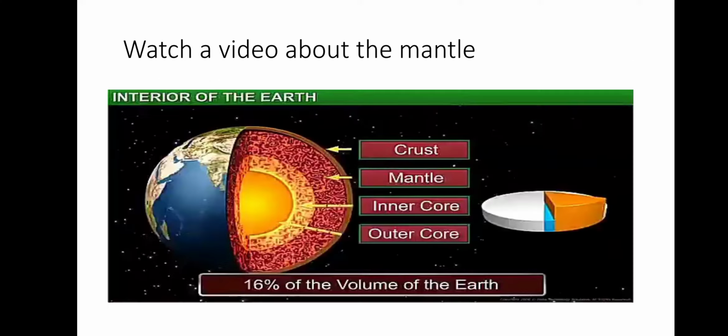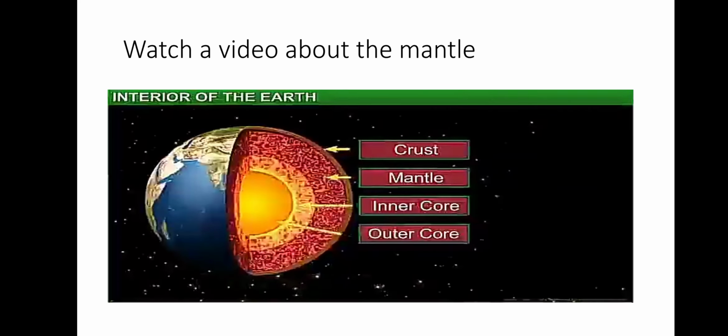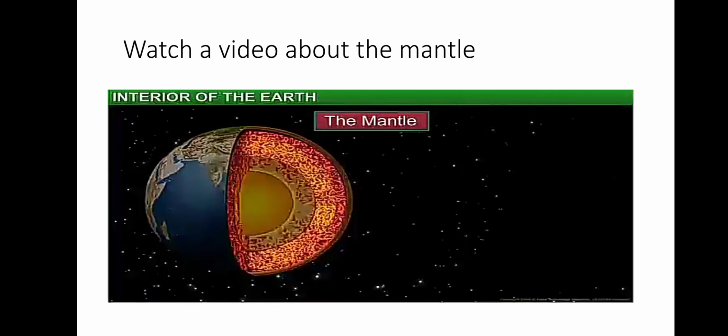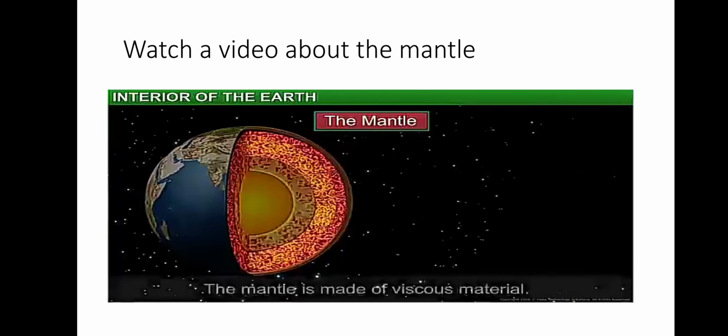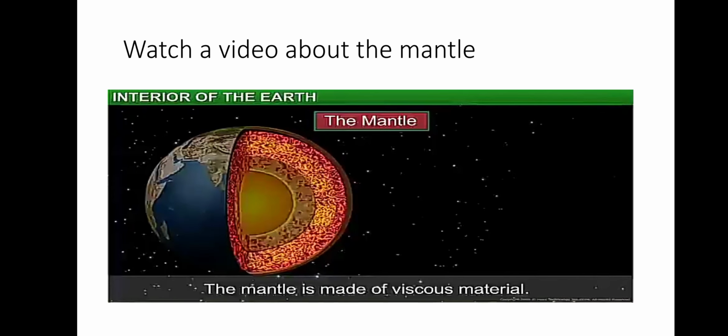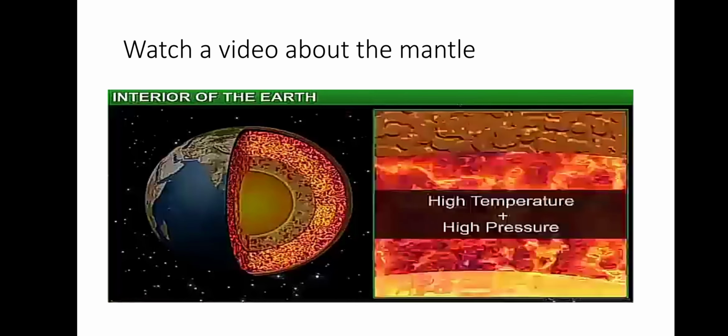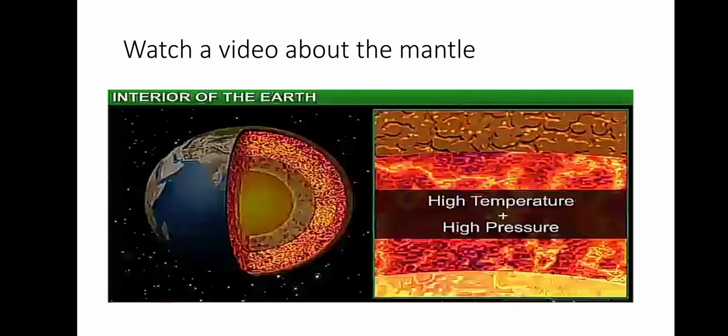Consists of the inner and the outer cores. The mantle lies just below the Earth's crust and is 2,900 kilometers deep. That makes it the thickest among all the layers that comprise the Earth. It is made up of viscous material. The temperature and the pressure within the mantle are high, as it is located below the crust.